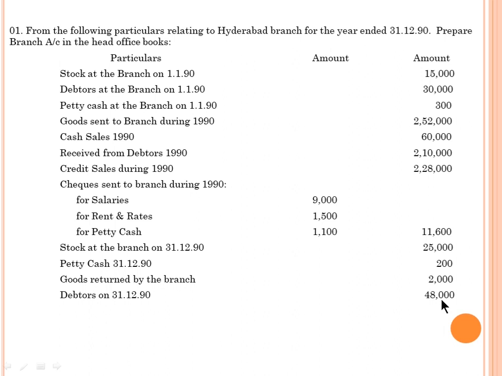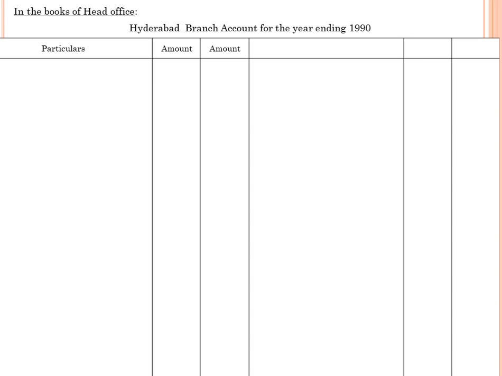Let's see. Before you work out the problem, make sure what items are given in opening assets: stock, debtors, petty cash. In all the three, is it given in closing or not? Yes, stock is given closing, petty cash is given at the end, and debtors also given. Write out the heading: in the books of head office, Hyderabad branch account for the year ending 1990, and divide into 6 columns. Debit side 3 columns, particulars, amount. In credit side also the particulars, amount. Start from debit side with balance brought down, opening balance of assets.